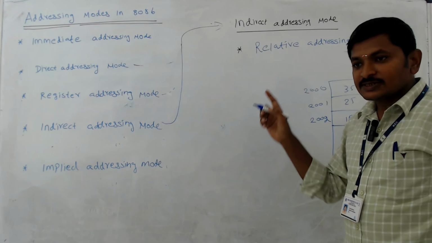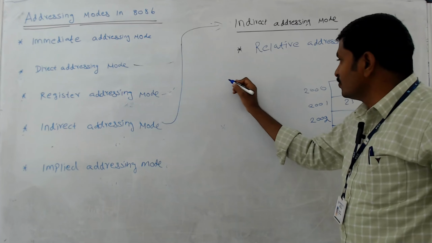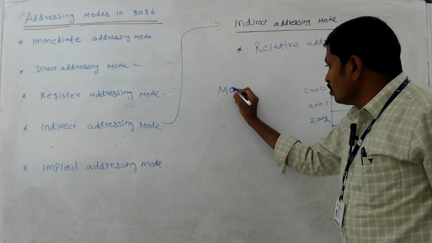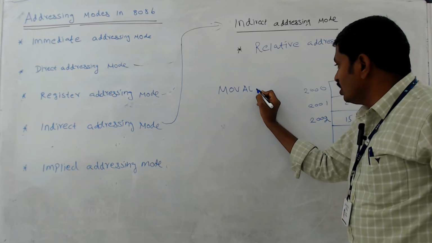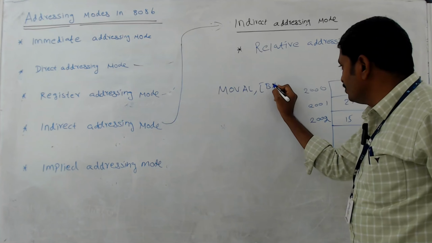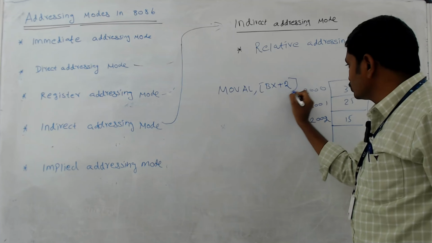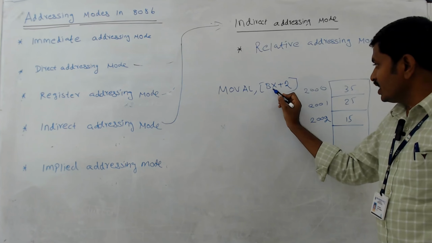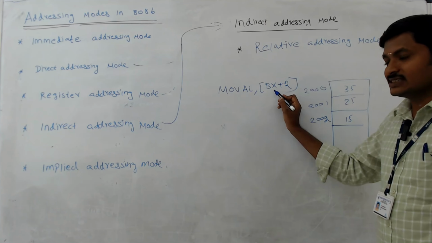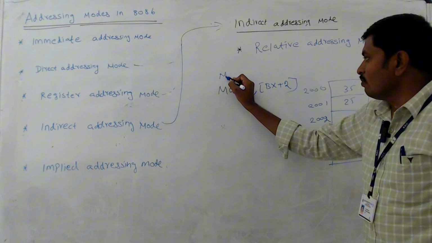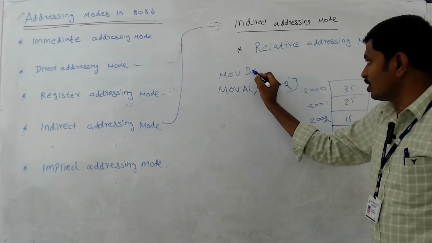Register indirect addressing mode comes with a displacement value. For example, MOV AL, [BX+2]. So what is the meaning? Actually, I already assigned my BX as 2000. For example, MOV BX, 2000.